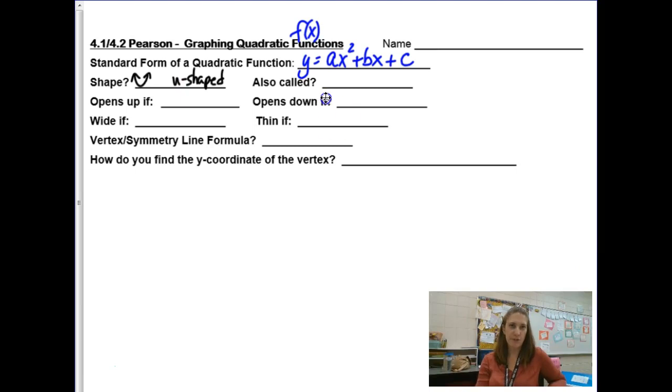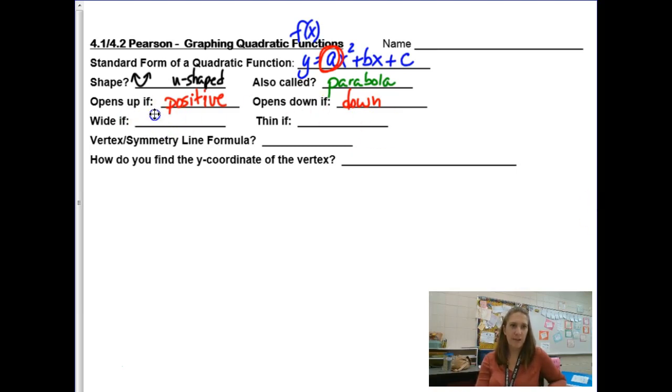The shape is called a parabola, and it's going to open up if your a value is positive, and if this a value is negative, it's going to open down because we're going to have a reflection across the x-axis. Now back to the a value.